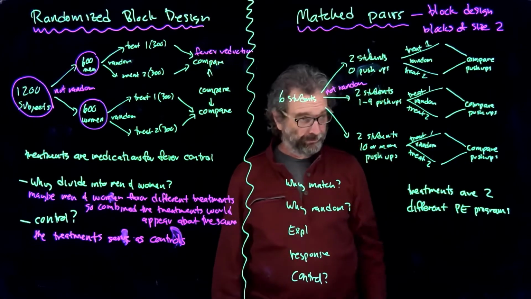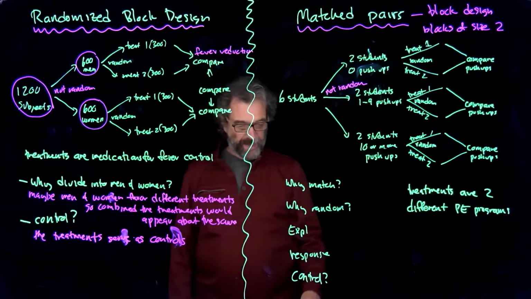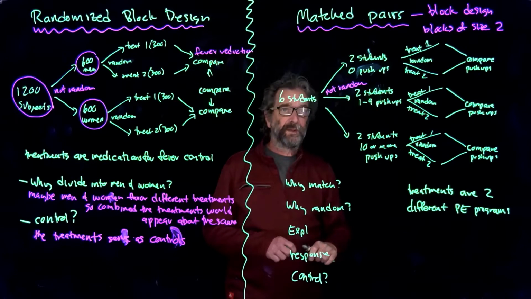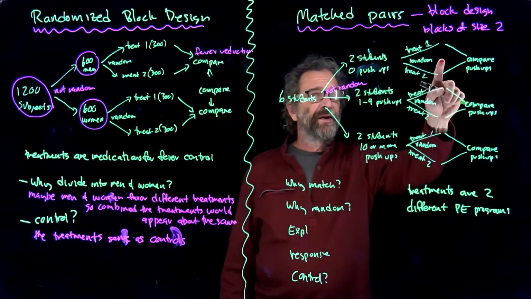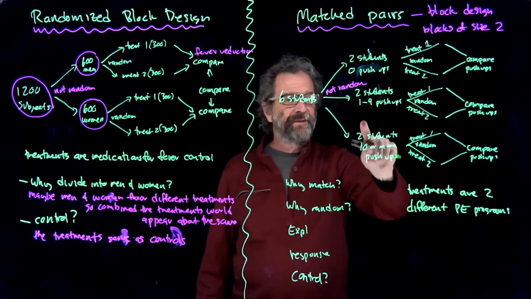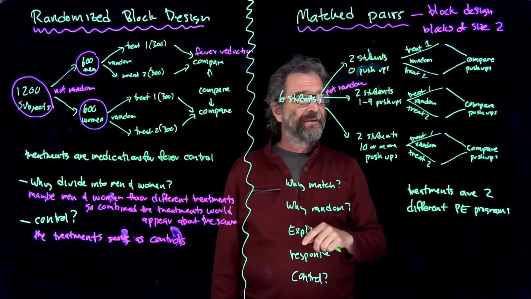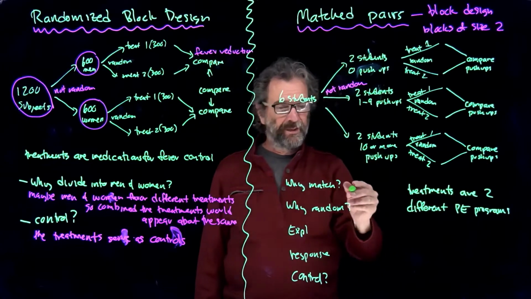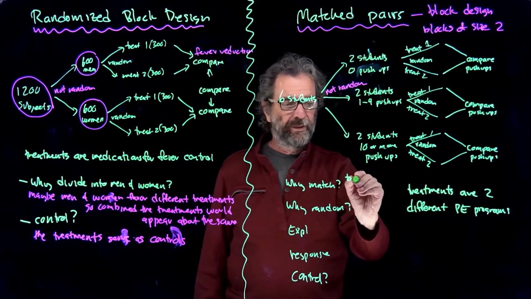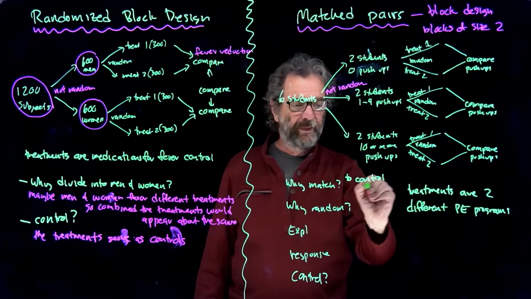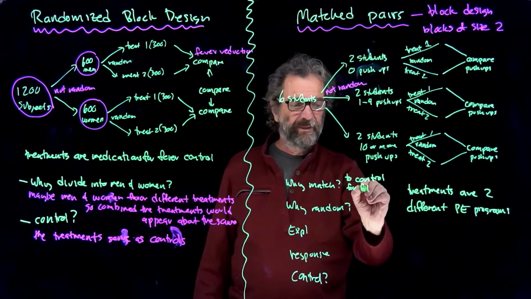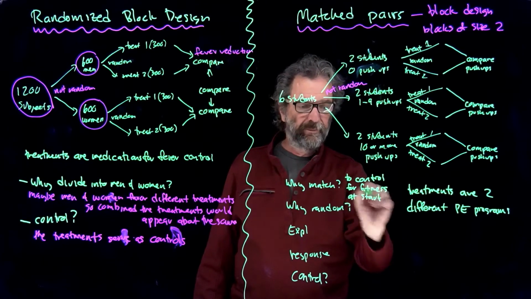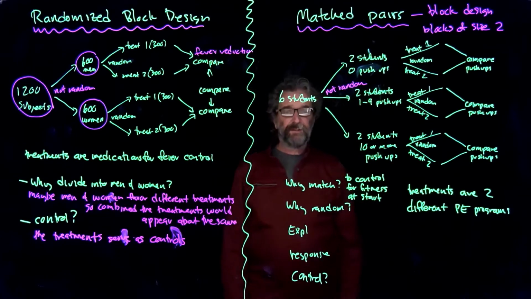Same thing here. It says why match. Well, since we get to compare the different groups based on how fit they are, fitness level is not going to enter into the comparison. So this is just to control for fitness at the start. So you want to take equally fit people.